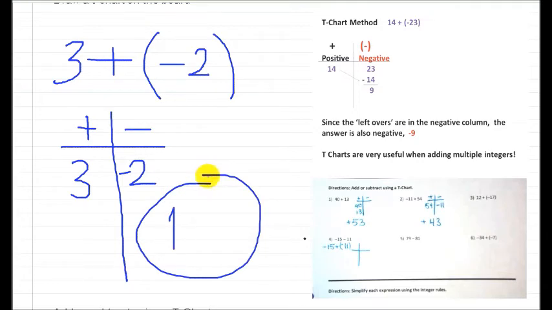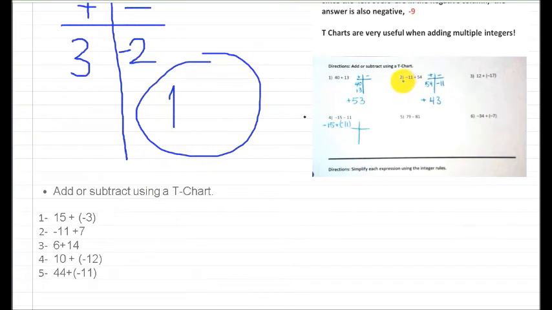Another example, minus 11 plus 54. I put 54 in this column and minus 11 in this column. After that, subtract 54 minus 11, 43, and I use the sign of the bigger number because 54 is a bigger number than 11. Okay.